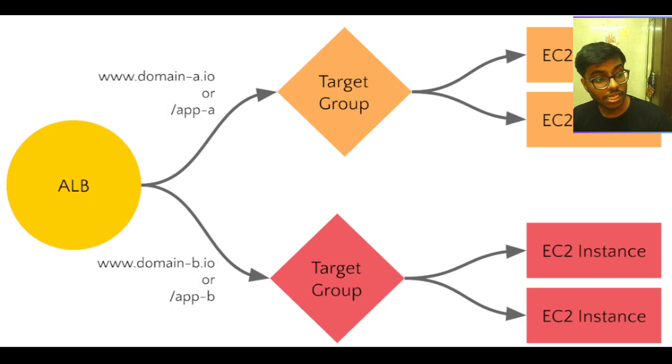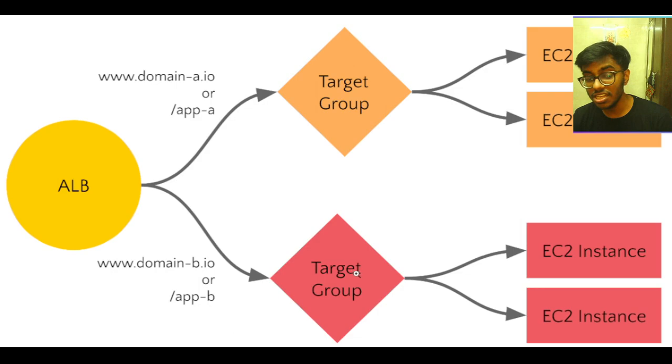Now, suppose 50,000 requests come on the Elastic Load Balancer. What will it do? It will check which of the target groups has how many requests serving to it right now. Suppose this has 40,000 and this has 10,000. So it will naturally go to the second one because it's easier for the second one to handle it as compared to the first one. Now it will go to this second one.